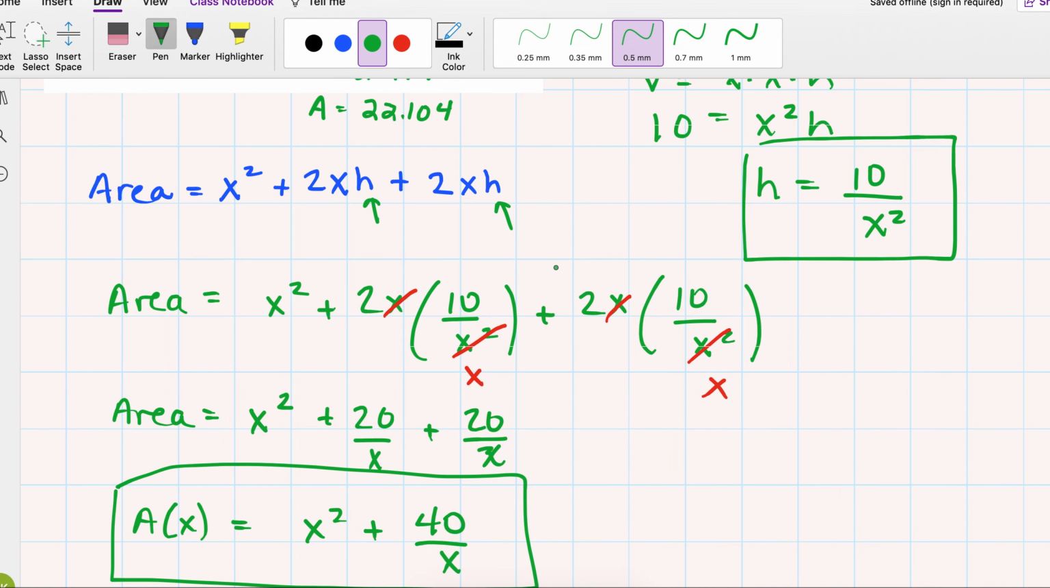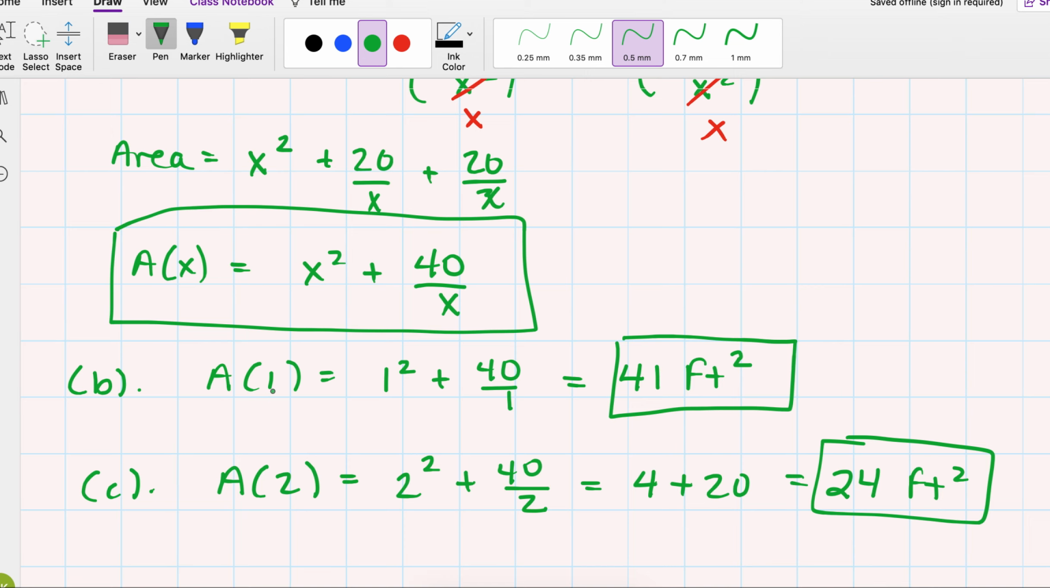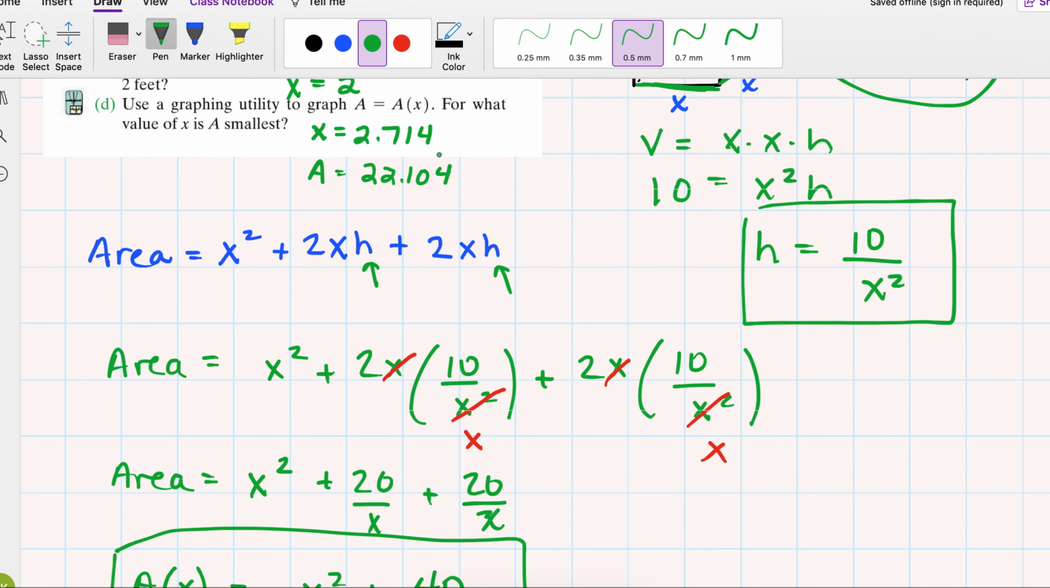And why would we even want to find something like this? So notice when we had a 1 by 1 box, the area was 41. When we did 2 by 2, it got a little bit smaller. What we're saying is the smallest surface area, so the amount of material you're going to need, is when you plug in this value 2.714. And what you're going to get is 22.104. So any number other than this one, let's say you plug in 3, you're going to get a bigger area. And any number smaller than this, like 1, you're going to get, as you saw, a bigger area.